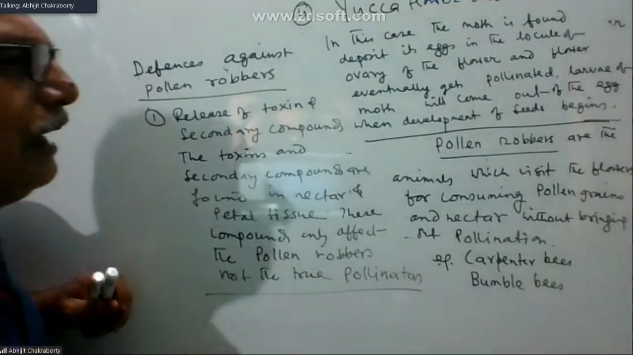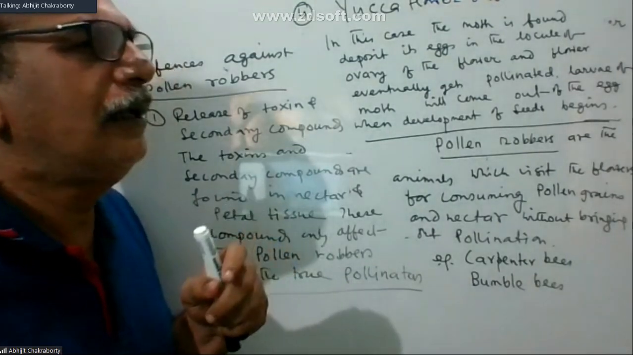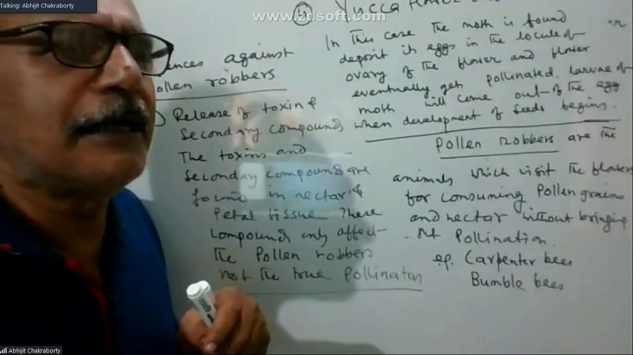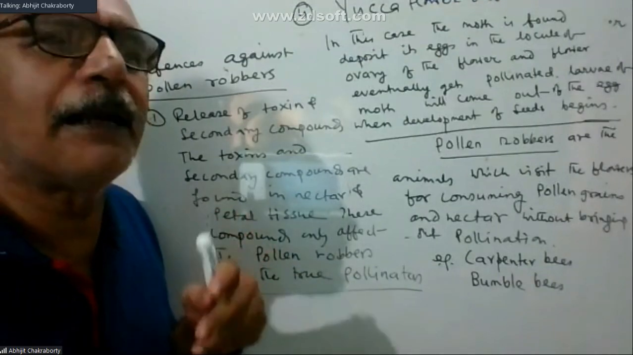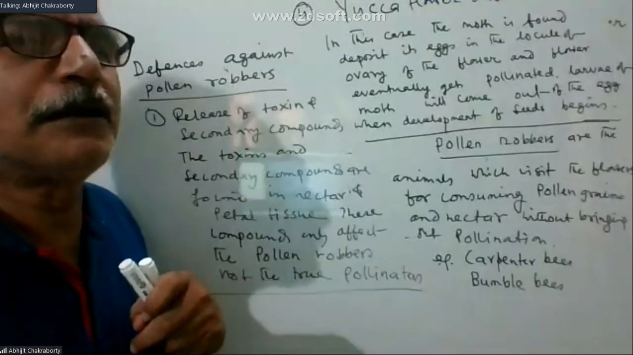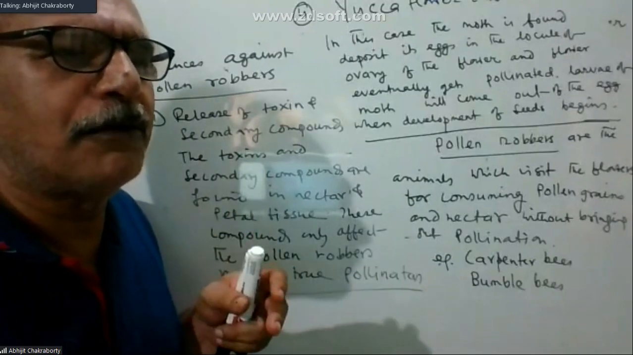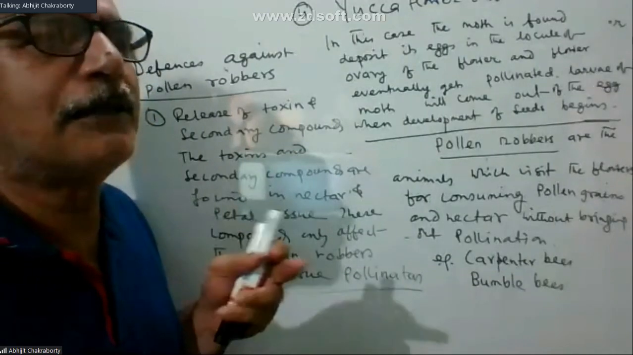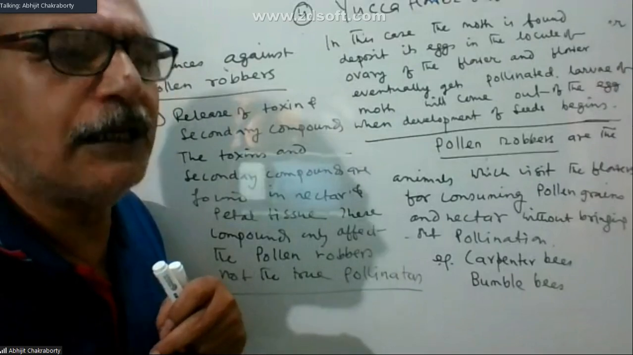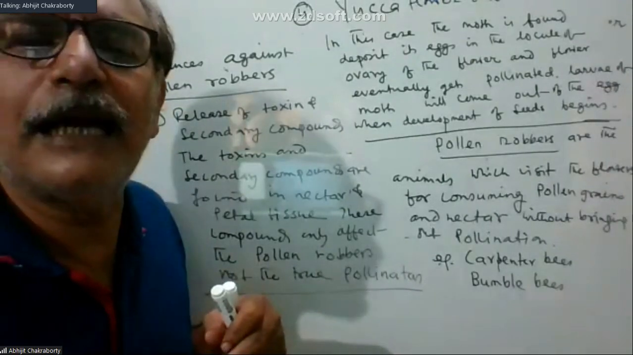Sometimes another thing is found. Whenever pollen grabs have to visit the flowers, the flowers develop another method. What is found? Generally pollen grabs are found to visit this flower at noon, suppose. So these flowers are not going to produce any nectar at noon.